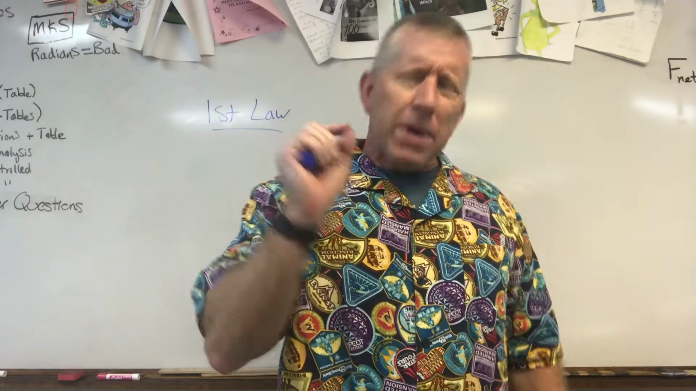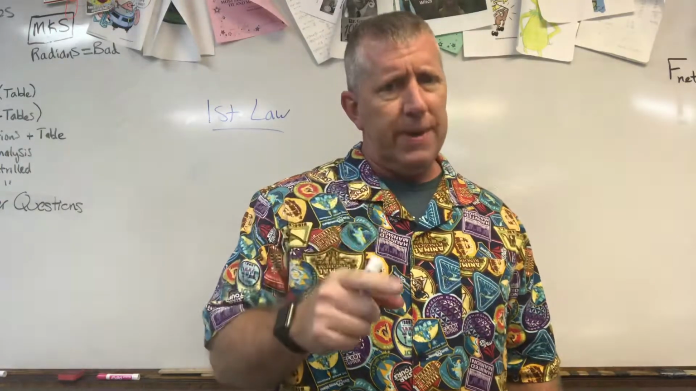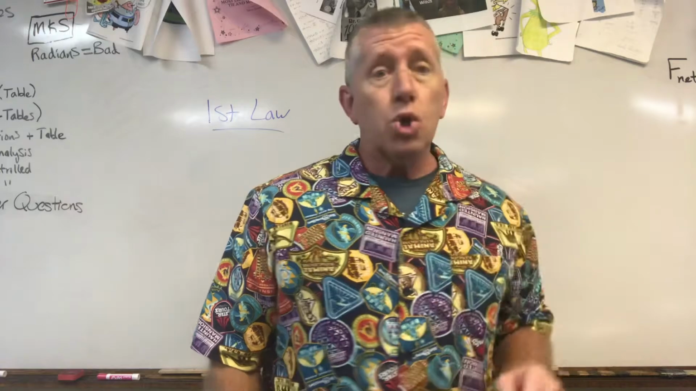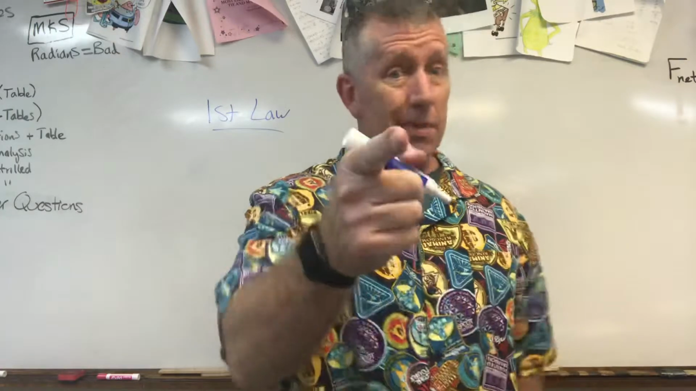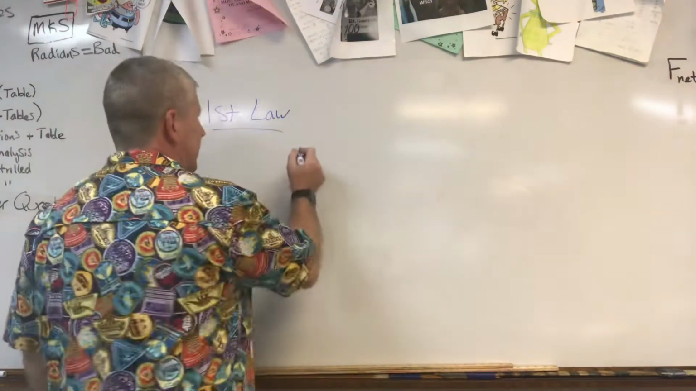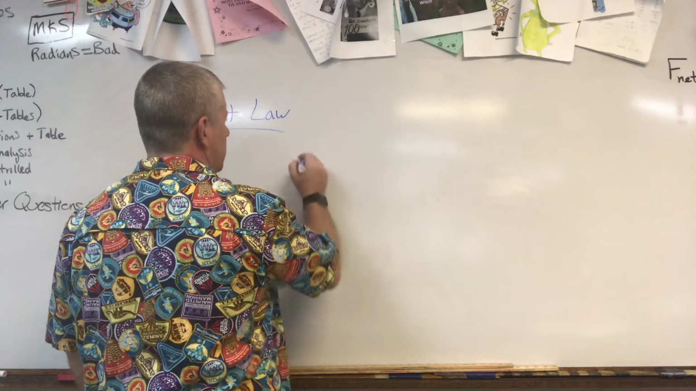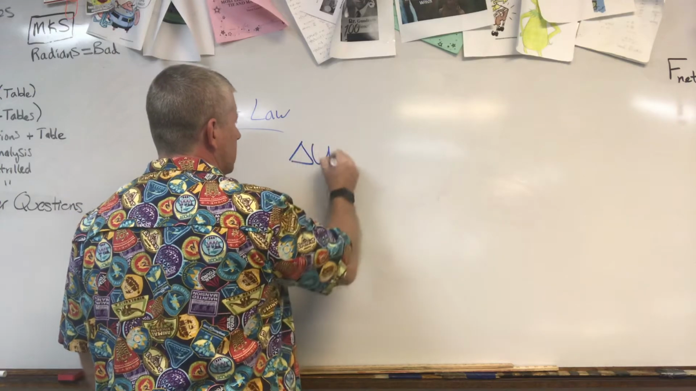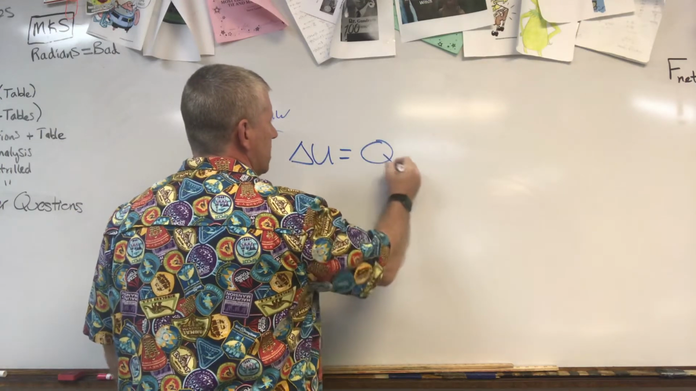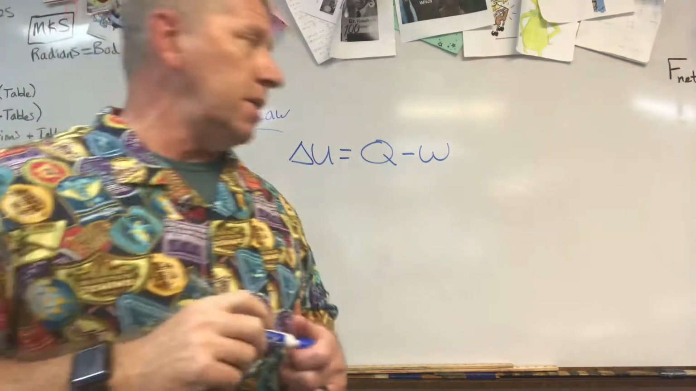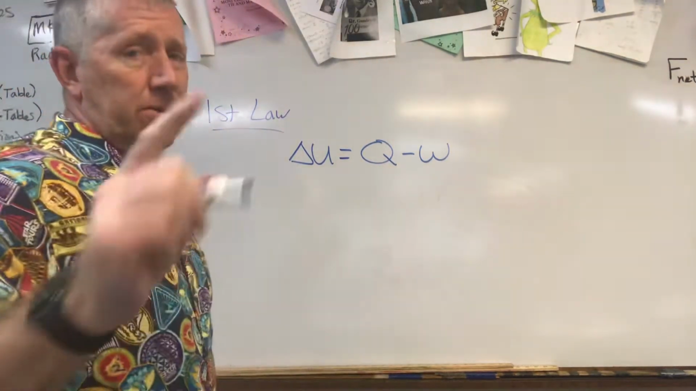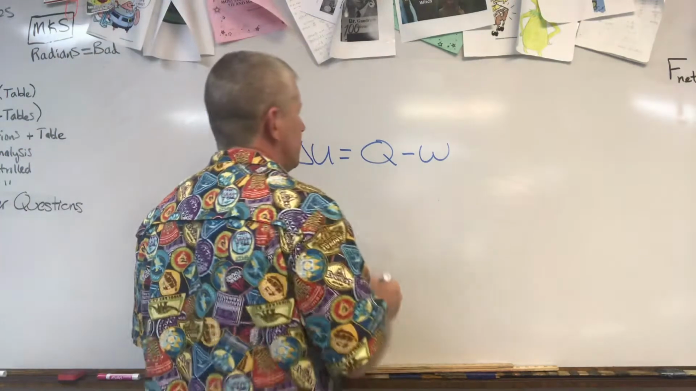So we all know that physics needs an equation for everything. So we know that the first law is conservation of energy, but what does the equation look like? Okay, this equation looks like this. The first law equation looks like delta U equals Q minus W. Actually, I'm going to change that. We're going to make it Q plus W.